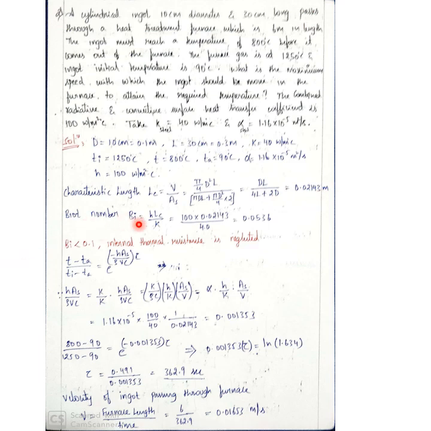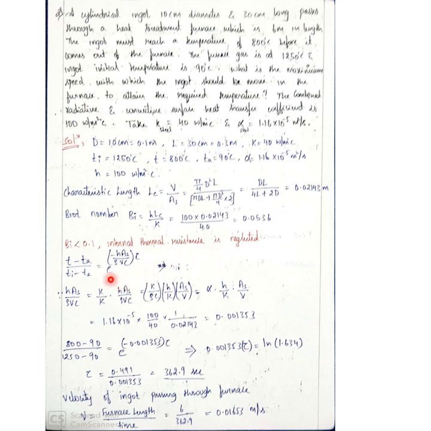If you substitute, you will get the value of LC. Next is the Biot number. Biot number is HLC by K. That is 100 LC, K, that is 0.05 is the value. Now this value is less than 0.1. Hence, internal thermal resistance is neglected, that is, we can consider it as a lumped analysis problem.